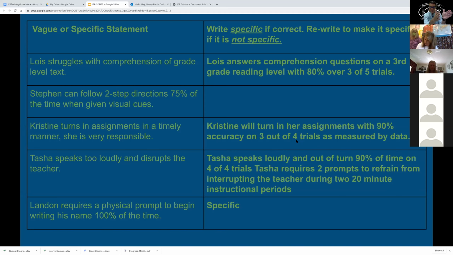But certainly this is a big step in getting your present levels correct in the way that the State Department wants them. And it's a big step in the fact that you're then going to be able to follow that with measurable goals that you're going to be able to progress monitor. So a very good job.